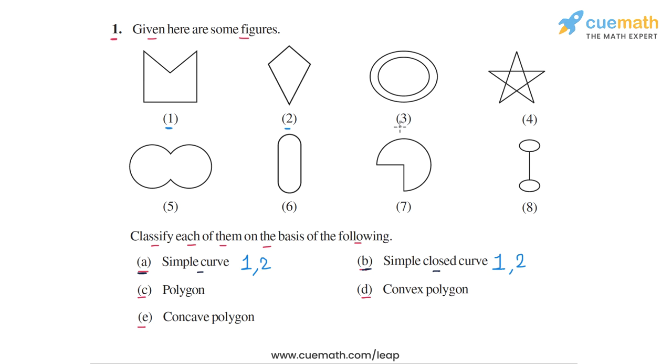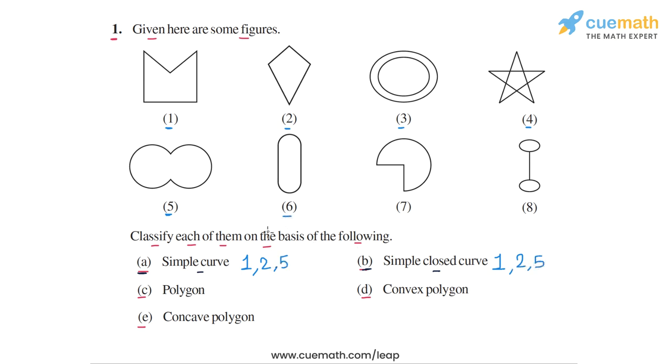Now if you look at number 3, this has 2 loops that are not connected to each other, so this is not really a curve, so we can skip this. Now if we go to number 4, this is a curve. It's also a crossed curve. It crosses itself, so it is not a simple curve. So we won't write this in either of these 2 categories, A or B. Then in 5, curve 5, it is a simple curve. It does not cross itself. It is also a closed curve. So we will write this as a simple curve as well as a simple closed curve.